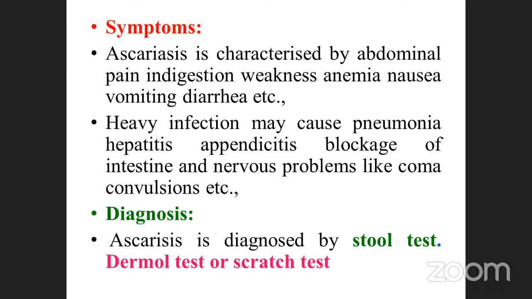And diagnosis: how will you diagnose these types of diseases? Already you know a little bit. Ascariasis is diagnosed by the stool test. You have to take the stools to the DMLT lab, and also the dermal test. Another one is called the scratch test. These three tests have been reported for the identification of ascariasis. So this is very, very important. If any one of them is present, you can easily identify it. Otherwise eggs are also sometimes present in the stools. Sometimes small worms, sometimes big ones, adult ones also come out.